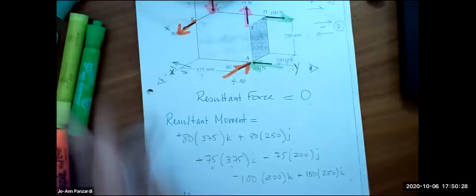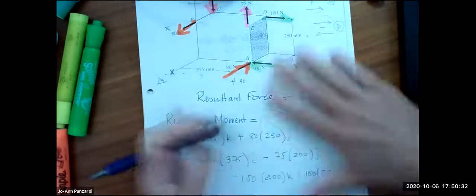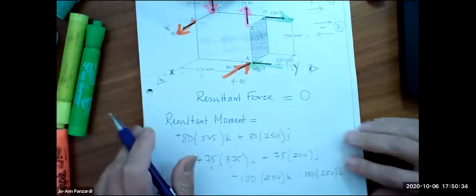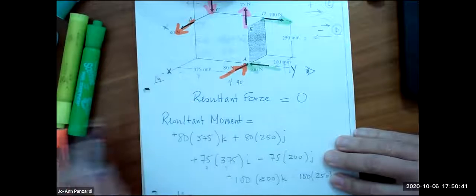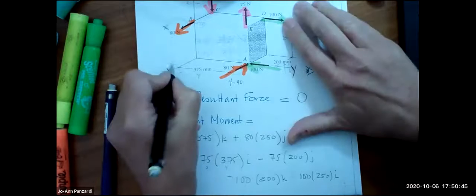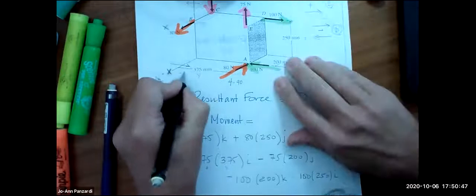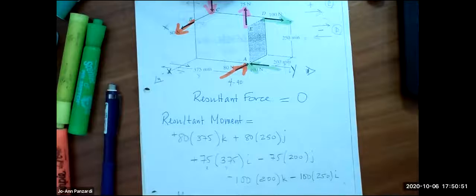Oh, I drew it wrong. Shoot. Thanks, Jason. Okay, Mackenzie, sorry. So it's negative. See, this force is to the right. So the top one is to the right and the bottom one is to the left. Sorry, so it's negative. Thank you.